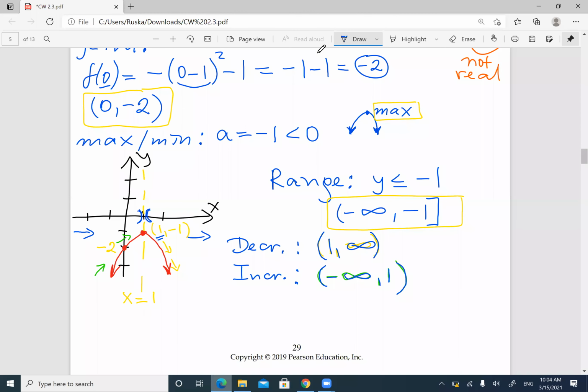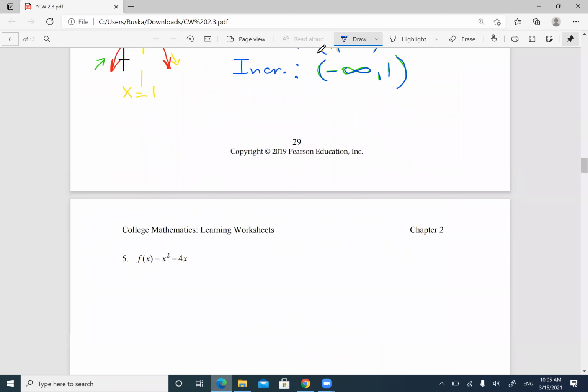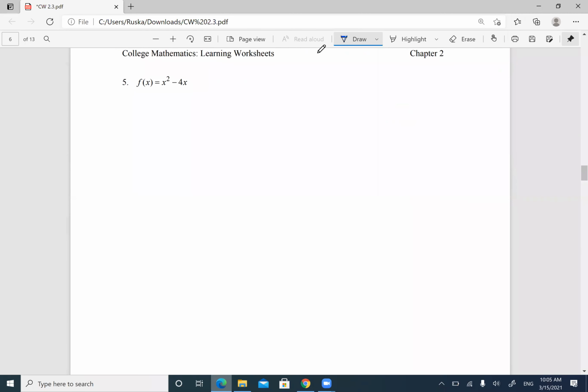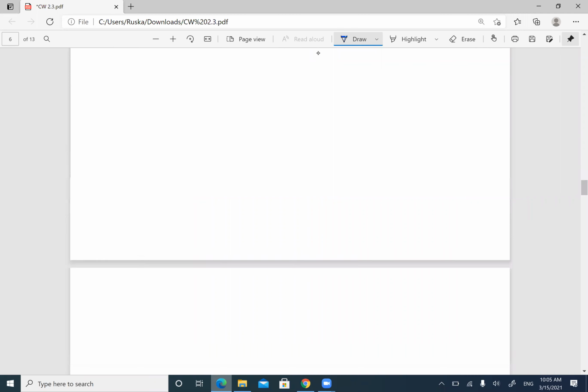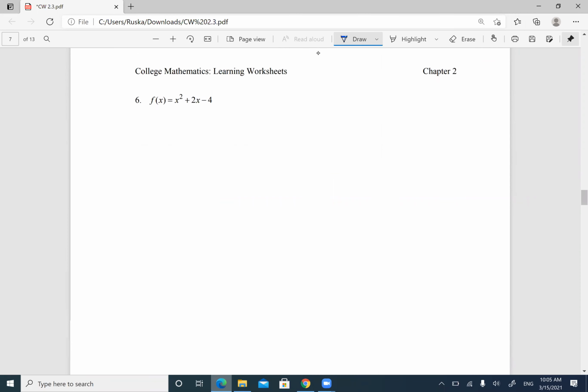Any other questions? Okay, so that's how you graph and analyze a quadratic function when you have the function in the vertex form. Then the next examples we're going to do is when the function is given in standard form. Number 5 is standard form, and number 6 is also standard form, sorry. So we're going to do number 6.